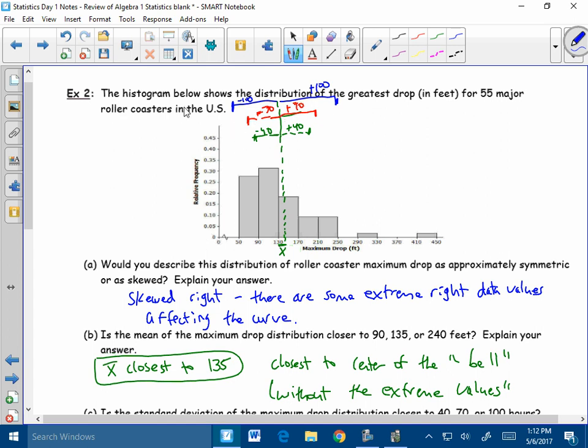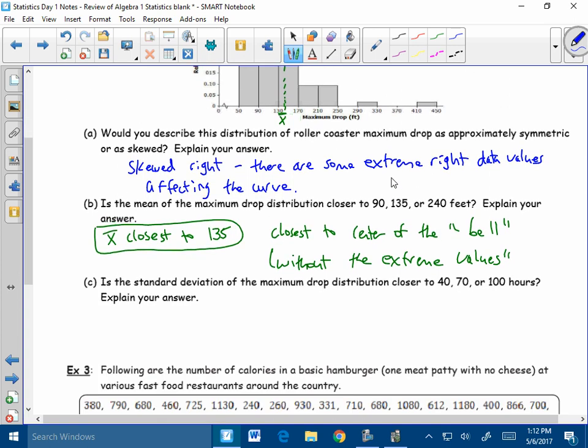So out of the three, I think 70 is the best. So I'm going to say sigma, the standard deviation, is approximately 70. Again, this one's not quite as obvious, but hopefully this makes sense. It's a typical distance from the mean.